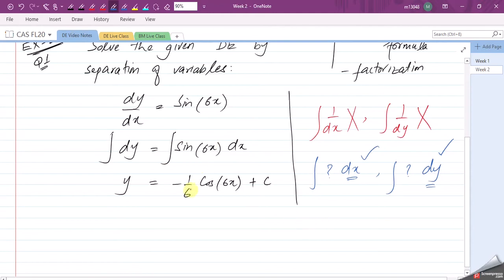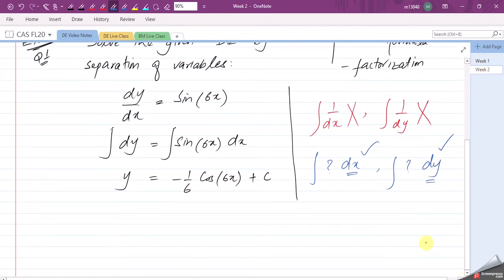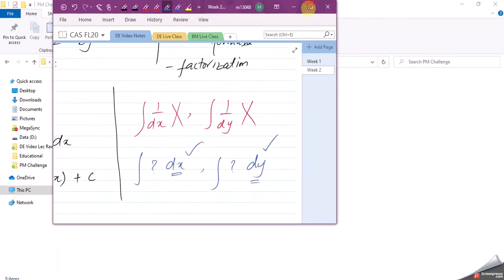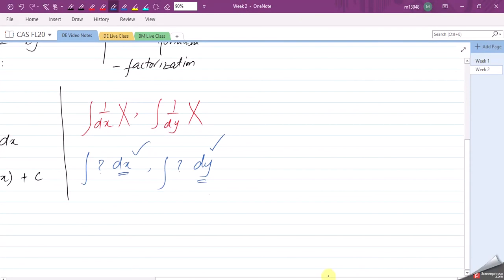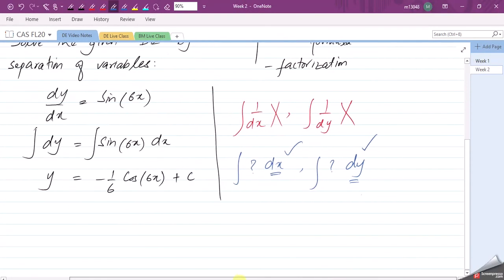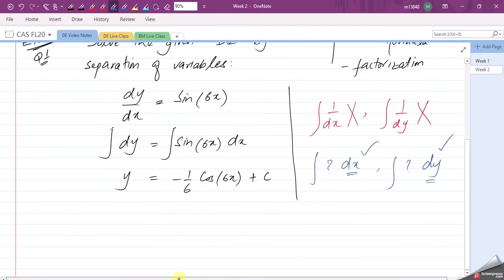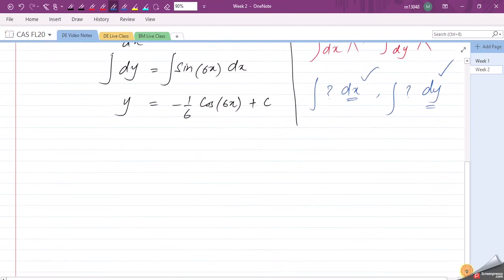Integral of sine 6x, you can recall from calculus, is minus 1 over 6 cosine 6x. We do not add the constant of integration, this thing here. This is the constant of integration. Well, something is wrong with my touch screen. Maybe it needs calibration. This thing is called the constant of integration. We have used this in calculus as well.